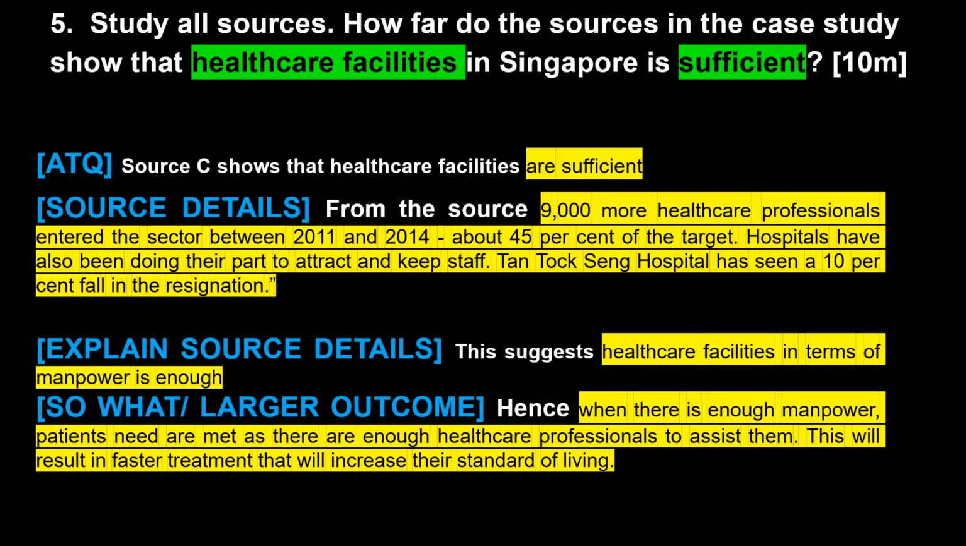And I think their quality of life or standard of living is definitely better. Because why? If you are sick, you go to hospital, you don't have to wait so long. There are professionals, there are medical staff to help you. You even get a ward, you get admitted really fast, and once you get into the ward, the doctors will treat you, and you can also discharge yourself from the hospital. So it is smoother and faster, because there's enough manpower. So source C agrees with the statement in saying that Singapore is sufficient in terms of providing healthcare facilities.